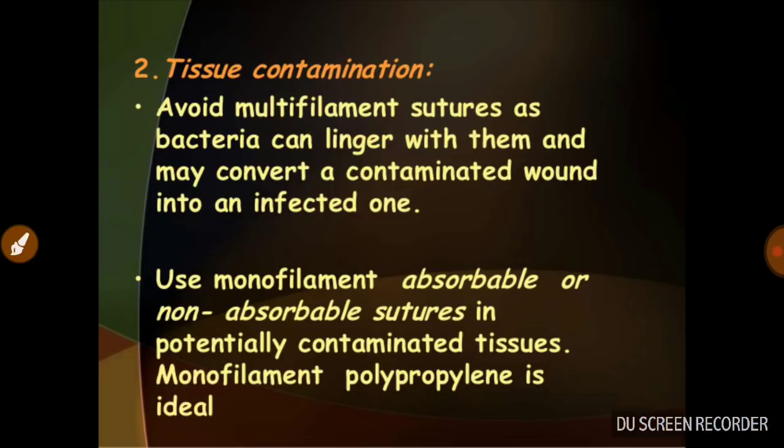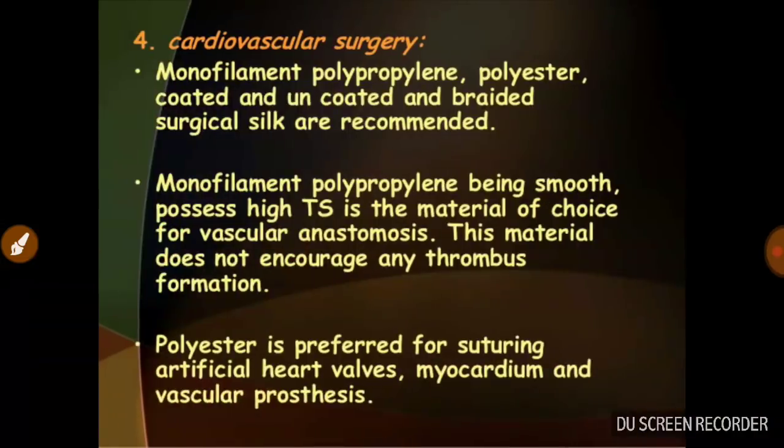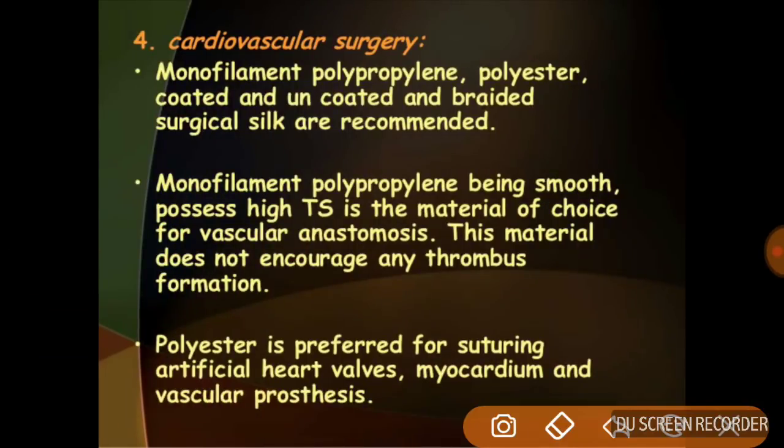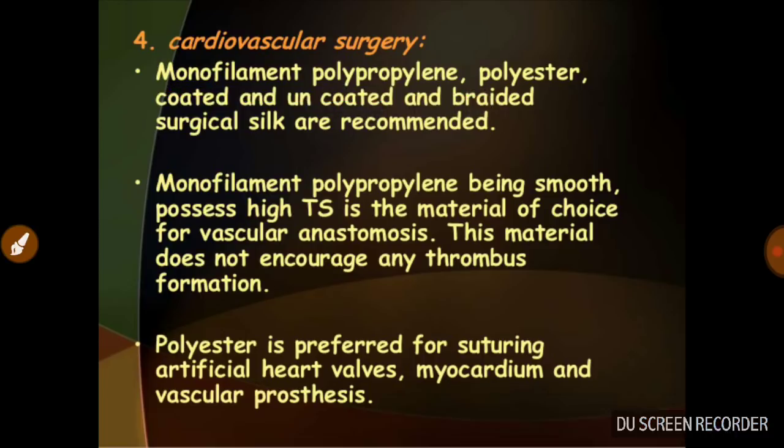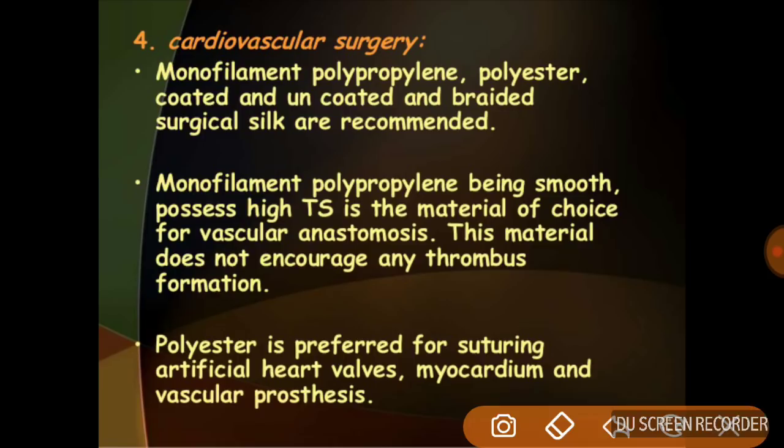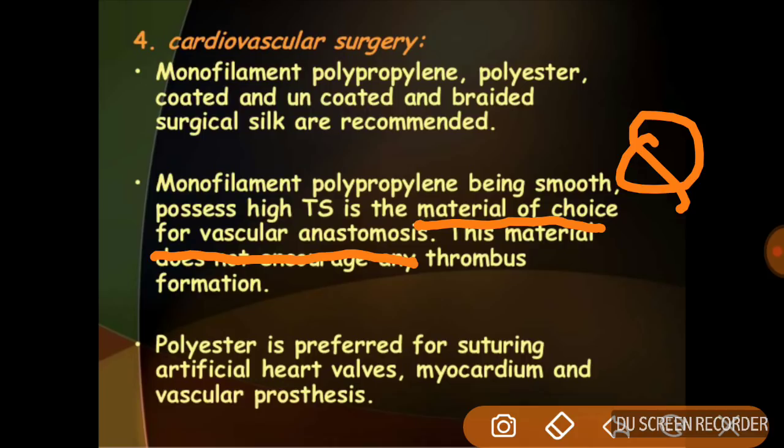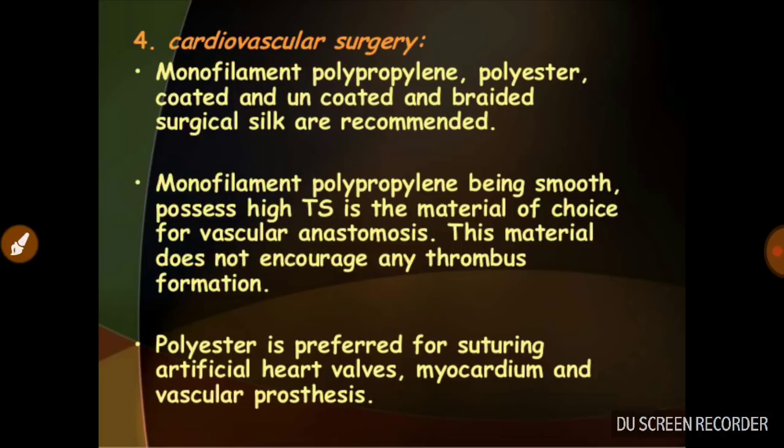And if you see monofilament, polypropylene is ideal. In cardiovascular surgeries, monofilament polypropylene and polyester, coated and uncoated, and braided silk are recommended. Monofilament polypropylene, being smooth, possesses high tensile strength, and is the material of choice for vascular anastomosis. So this makes an important MCQ for your NEET PG. They may give you a picture showing two blood vessels being stitched. There you can answer that monofilament polypropylene is the ideal suture material.